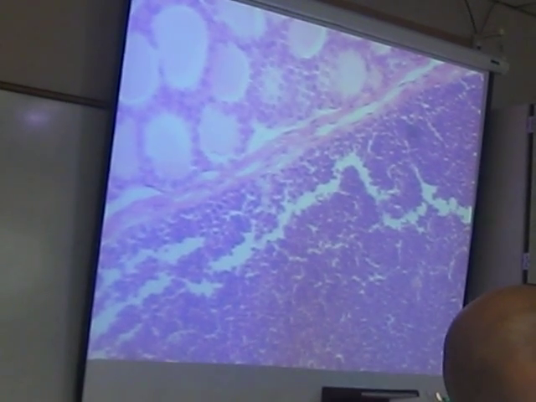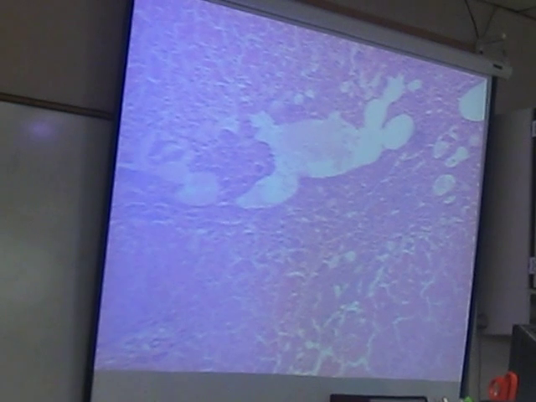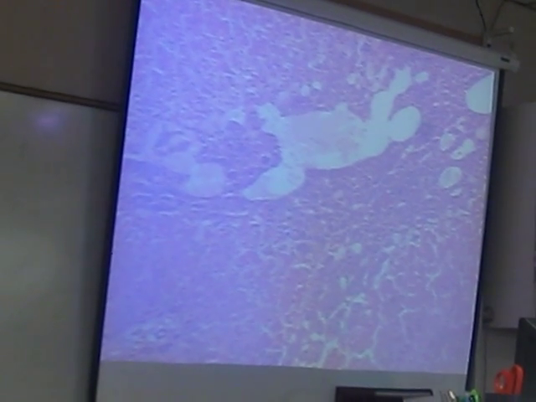Now, the next slide you're going to be looking at is kind of a tough one. I'm down on low power right now, and this is the adrenal gland. Where is the adrenal gland located? Yes, it's right on top of your kidneys. It's like a little pyramid or a little dome on top of your kidneys.